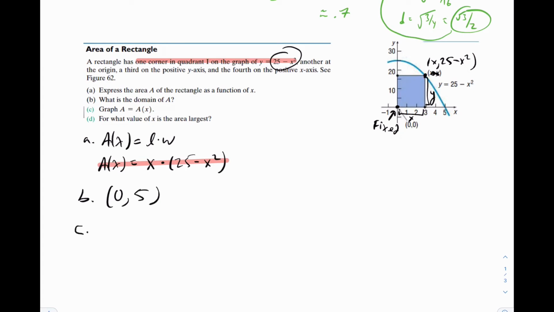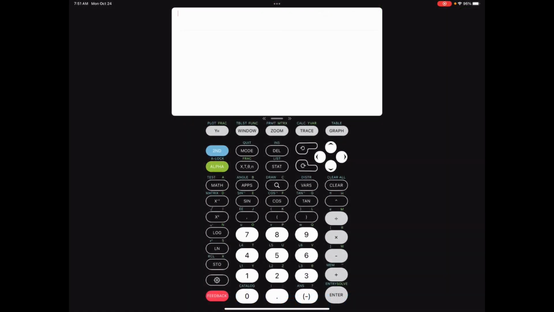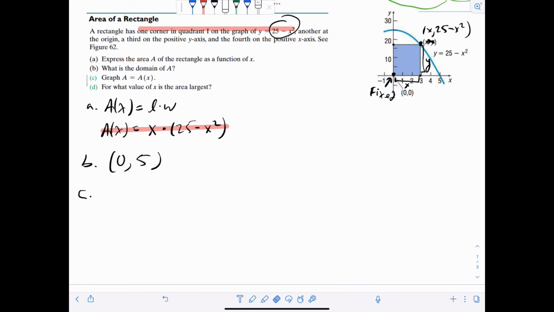Now C says to graph it. So this is where we go to our calculator. So here's my calculator. I'm going to go into y equals in our top left. And I want to type in our equation, x multiplied by 25 minus x squared. And when I go to graph, you'll notice I really can't see much. Like I can see the graph, but it's not a great picture.